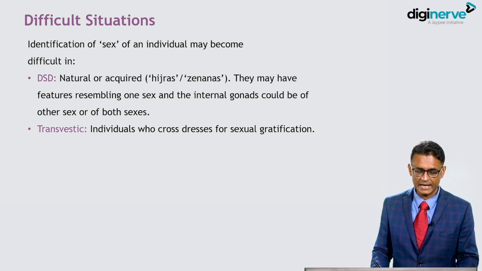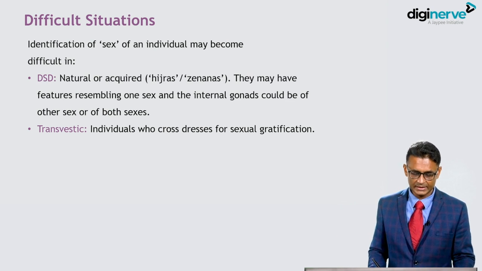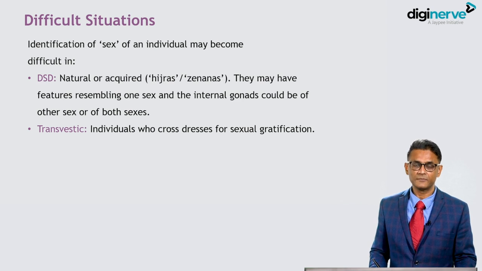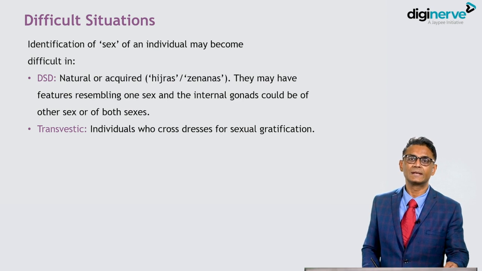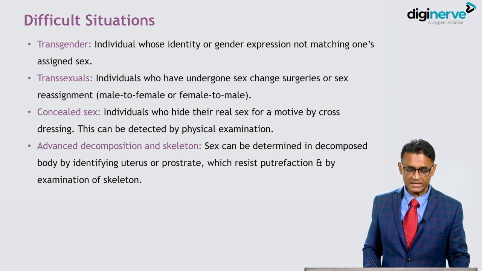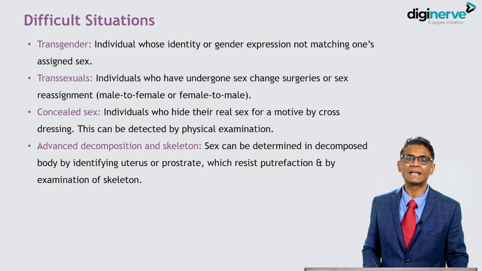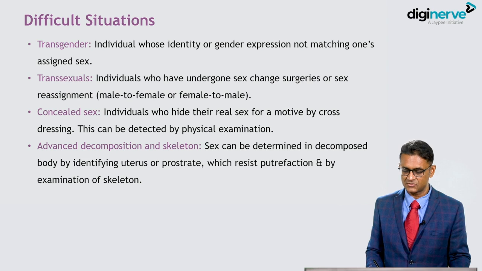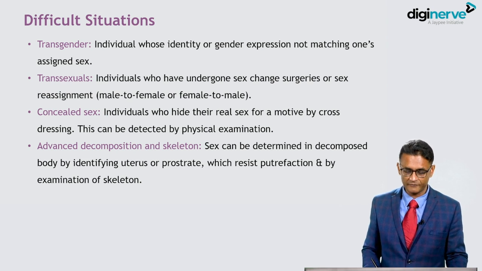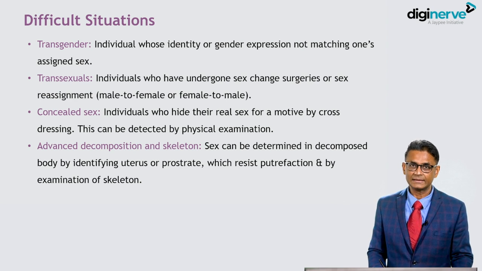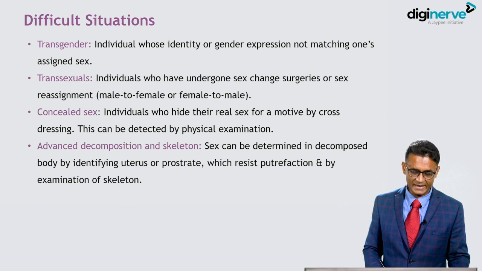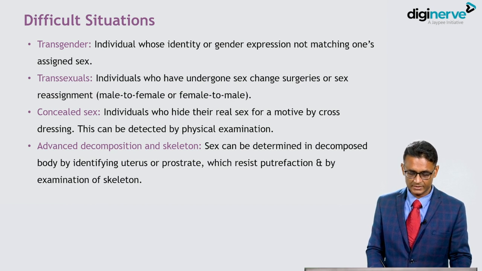There may be some difficult situations, like identification of sex of an individual may become difficult in DSD, natural or acquired, like the hijras. There may be features resembling one sex and the internal gonads could be of the other sex or both sexes. Transvestic, an individual who cross-dresses for sexual gratification or otherwise wants to be related with that sex. Transgender, individuals whose identity or gender expression does not match one's assigned sex. Transsexual, individuals who have undergone sex change surgeries or sex reassignment, male to female or female to male. Concealed sex, individuals who hide their real sex for a motive by cross-dressing. This can be detected by physical examination. And in cases of advanced decomposition and in skeletonized bodies, the sex can be determined in decomposed bodies by identifying uterus or prostate which can resist putrefaction and by examination of the skeleton.